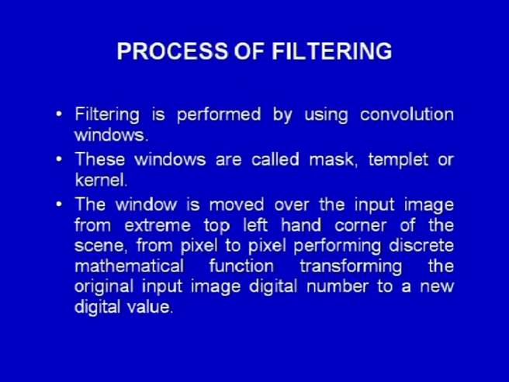Before we proceed ahead, first of all, let us look at the basic concept of filtering. Filtering is performed using convolution windows. These windows are called mask, template or kernel. The window is moved over the input image from the extreme top left corner of the scene, from pixel to pixel, performing a discrete mathematical function transforming the original input image digital number to a new digital value.